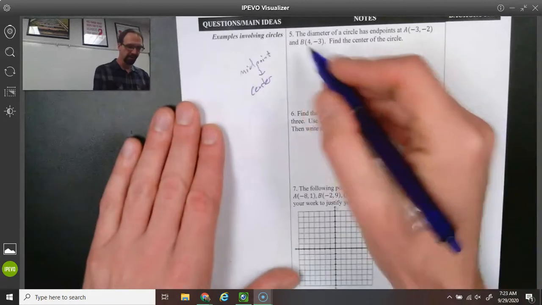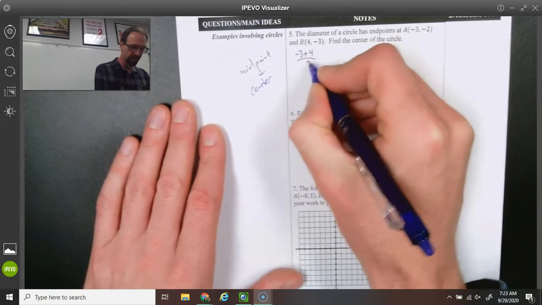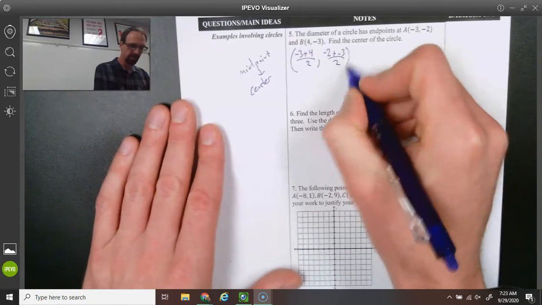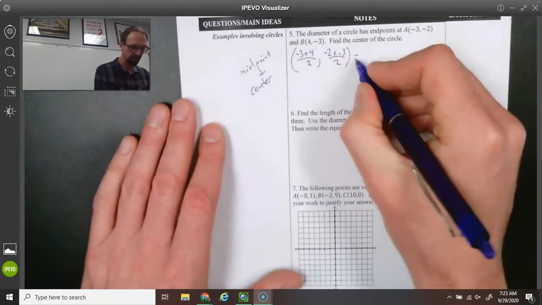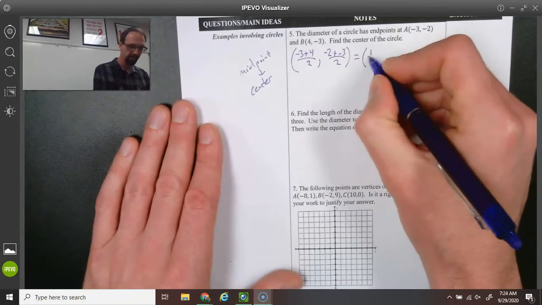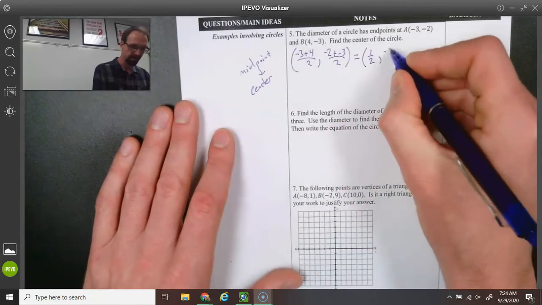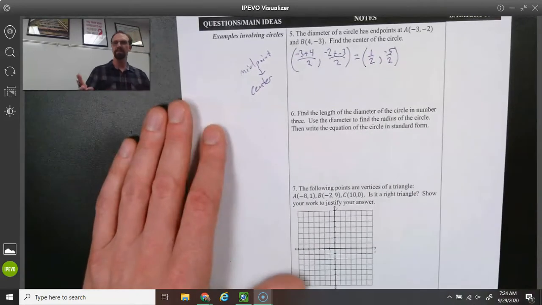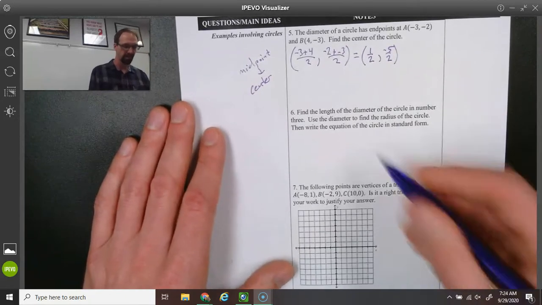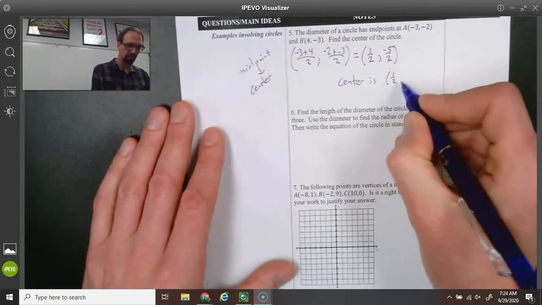So for here, if I find the midpoint of these, I'm going to take -3 plus 4 divided by 2, and -2 plus -3 divided by 2. Just the averages of your x's and the averages of your y's. -3 plus 4 is 1, so that's going to be 1/2. And then -2 plus -3 is -5, so that's -5/2. If it says leave it in improper fraction, you'd leave it like this, or as a decimal, 0.5 and -2.5. So the center is at this ordered pair.